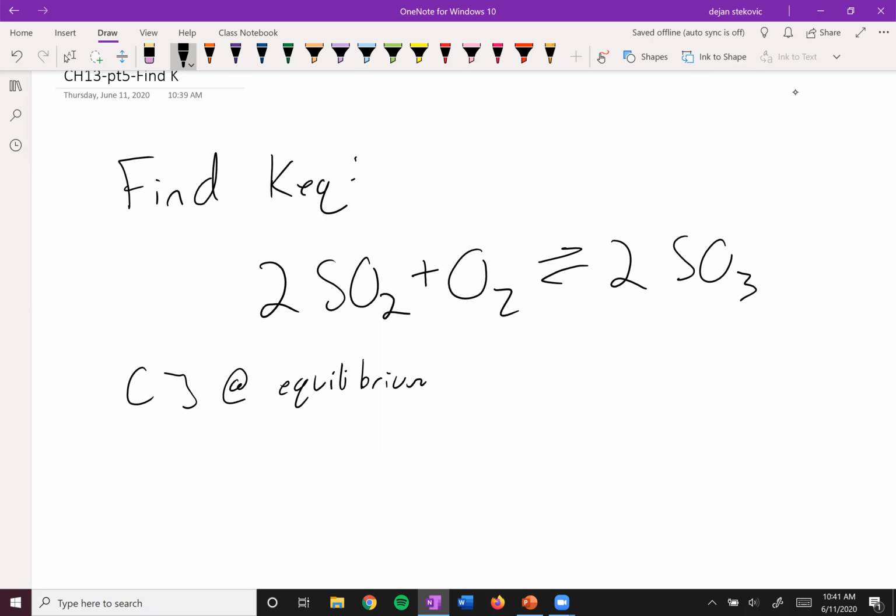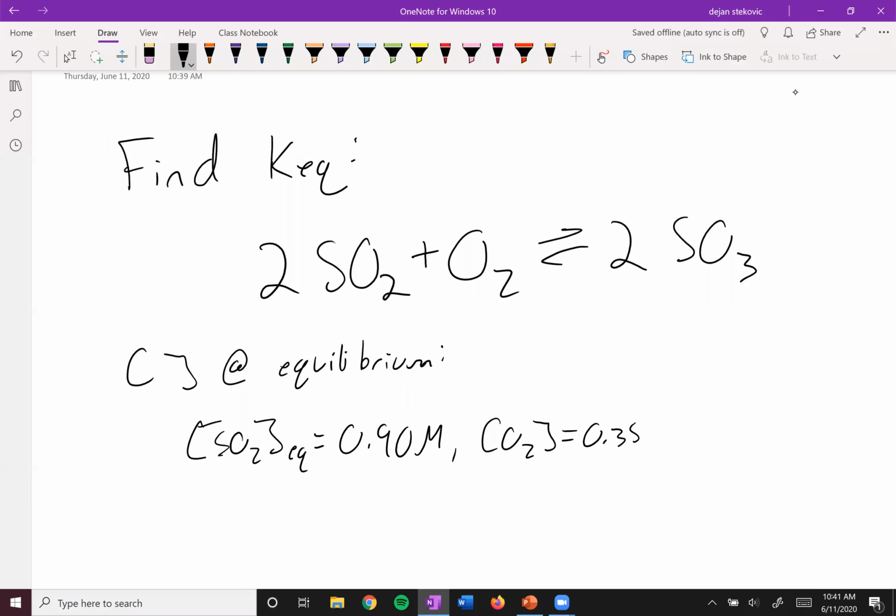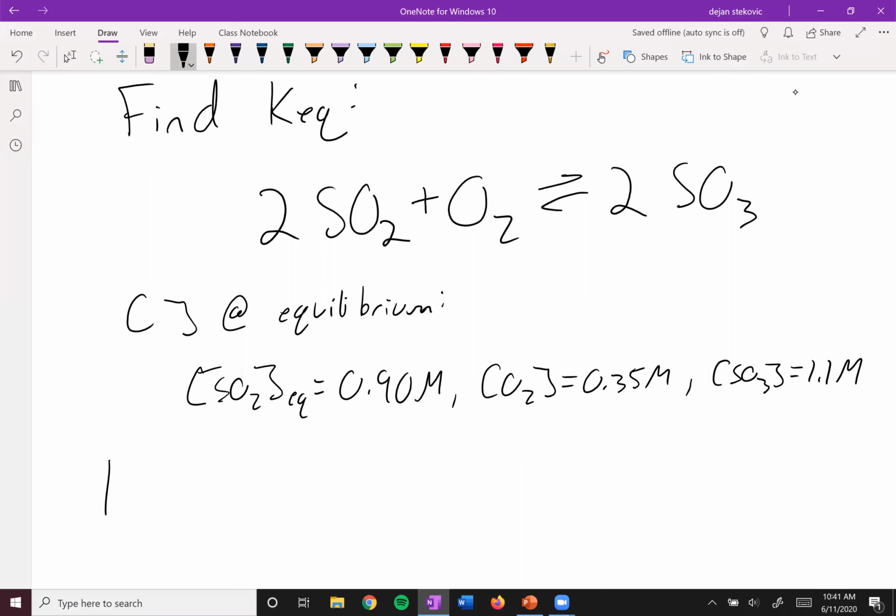And in this problem, these are given to us, right? So this data would be given to you. So it's giving you the concentration of SO2 at equilibrium to be 0.90 molar. The concentration of O2 to be equal to 0.35 molar, and then the concentration of SO3 to be equal to 1.1 molar. And so we want to find K or KEQ. It doesn't really matter which one you put.